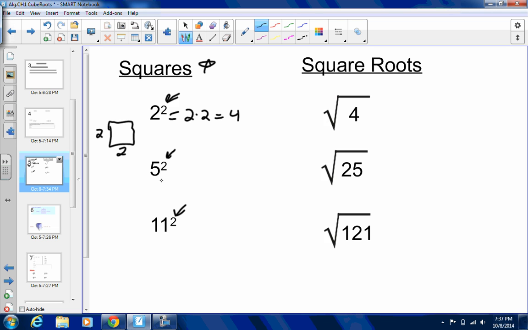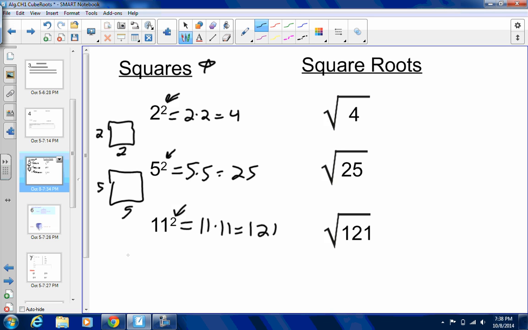All right, so 5 squared is the same thing. We're just saying 5 times itself twice, which is equal to 25. And if it helps you to picture, since it's called squaring the number 5, you can picture a square again. This one is 5 by 5, and you're finding the area, which is 5 times 5, or 25. Now, lastly, 11 squared would be 11 times 11, which is equal to 121. And you can also picture that square again, an 11 by 11 square. You get 121 area inside.